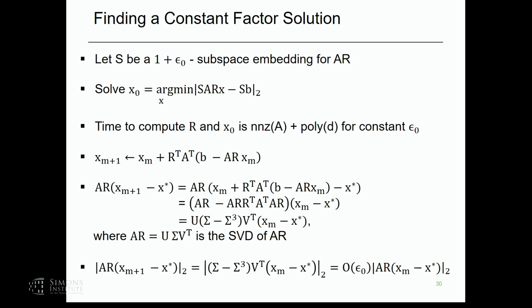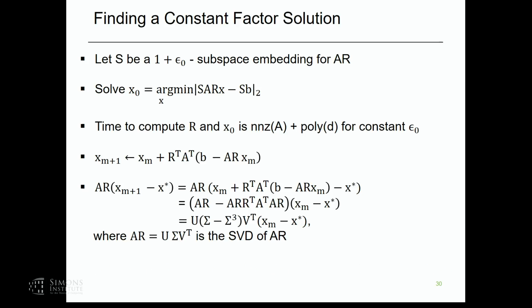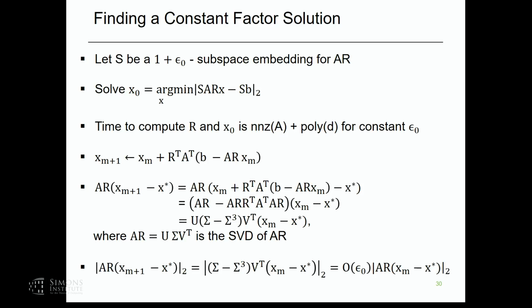Okay, so why don't we look at the norm of this quantity? I'm looking at the norm of this now. U is an orthonormal matrix, so it doesn't change the norm. I can just drop it. Sigma minus sigma cubed, so I get sigma minus sigma cubed V transpose xm minus x star. We said all the entries of sigma minus sigma cubed are order epsilon 0. So this is order epsilon 0. I can take this out: order epsilon 0 times the norm of V transpose xm minus x star.